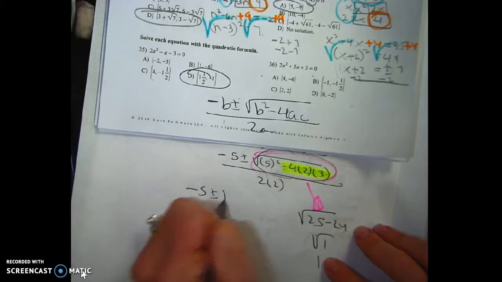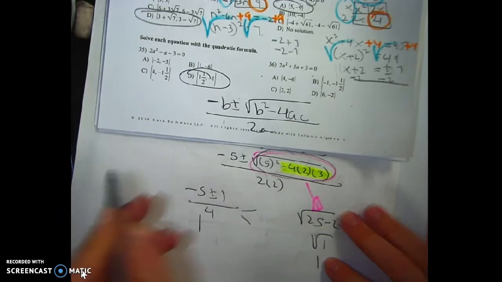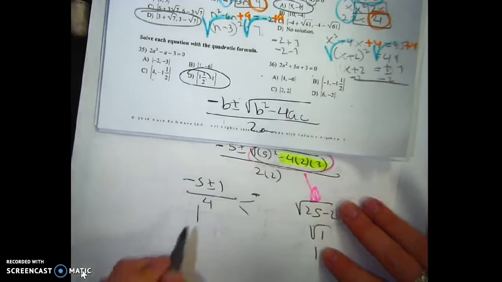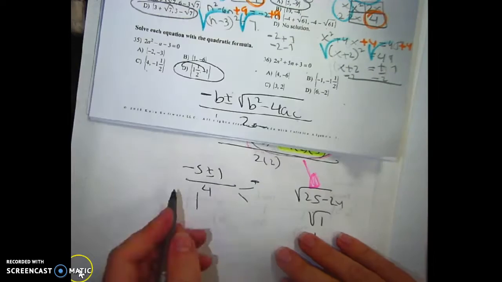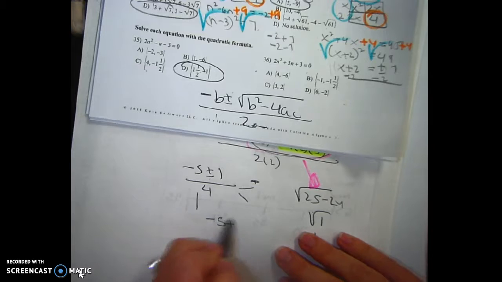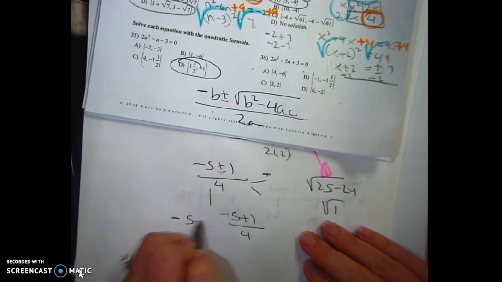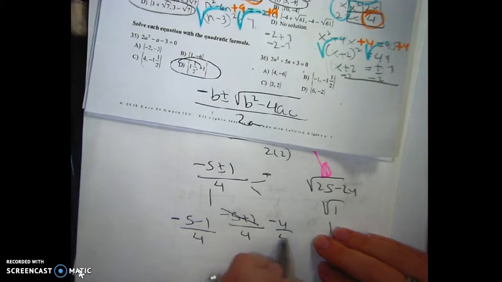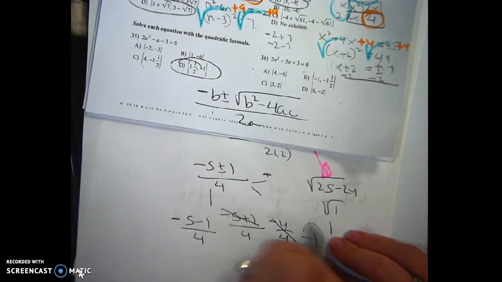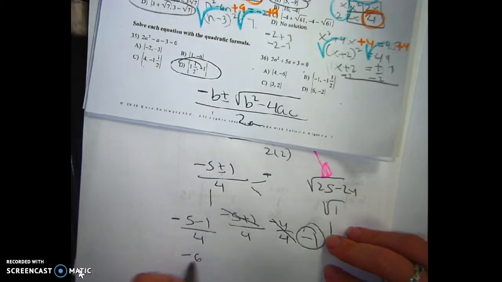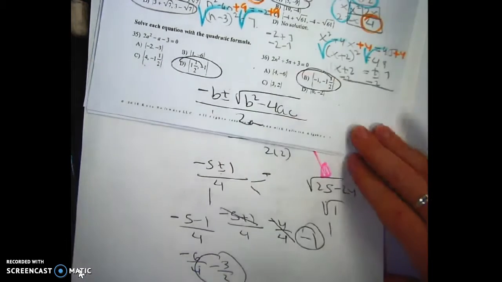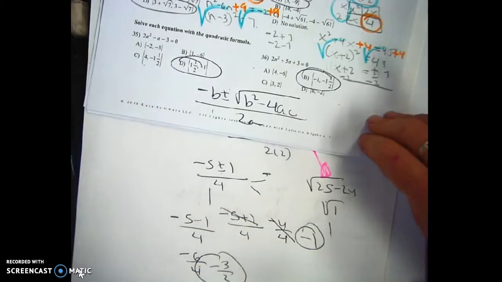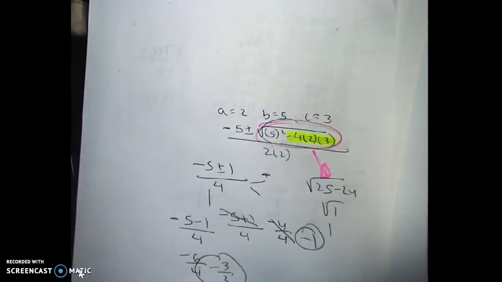Negative 5 plus or minus 1 over 4. Split it, I'll rewrite it down here. So when I split it, negative 5 plus 1 over 4, negative 5 minus 1 over 4. Negative 5 plus 1 is negative 4 over 4, which is negative 1. This ends up being a very similar answer to the other one. So the answer is B. Okay? All right, let's go to the next page.